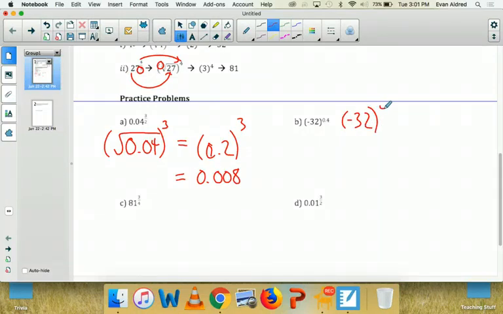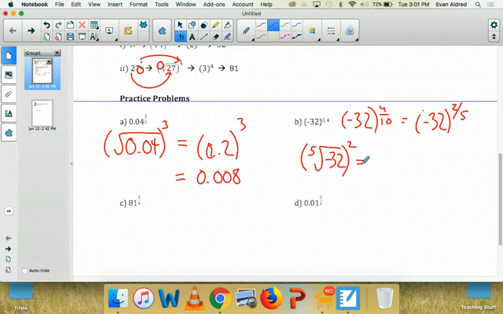So negative 32 to the 4/10, but you'll notice that 4 and 10 are both divisible by 2. So this is the same as saying negative 32 to the 2/5. Well, now we have a reduced fraction, and it's important to reduce it so you're not taking the 10th root of something. So our denominator is 5, which means it's going to be the 5th root of negative 32 all to the power of 2, or squared, because 2 is our numerator.